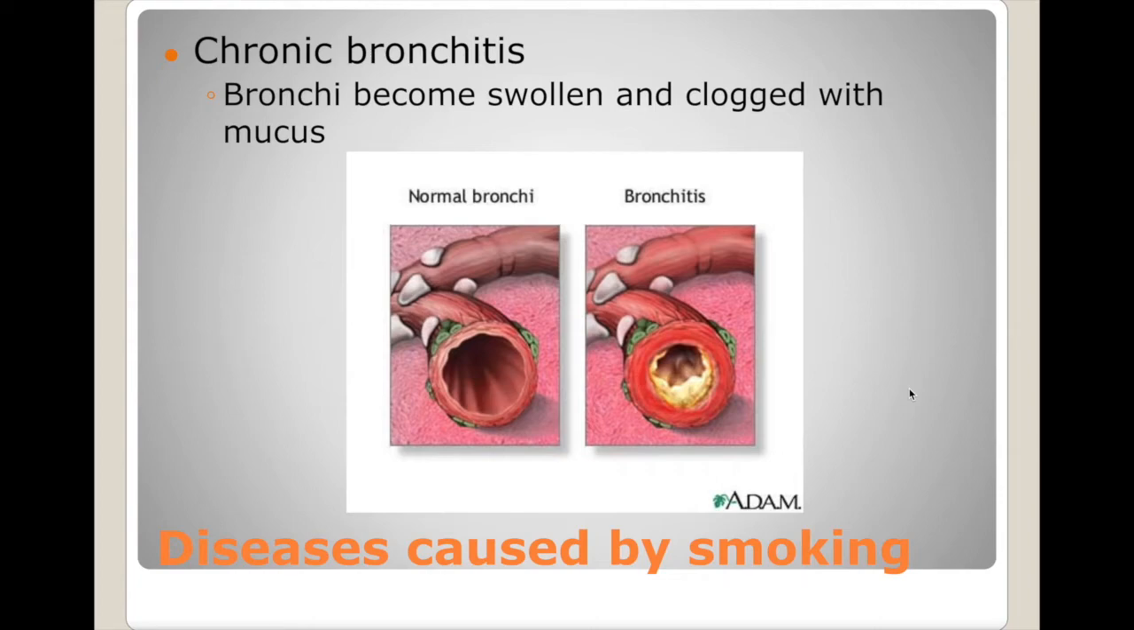You could have chronic bronchitis. This is where the bronchi become swollen and clogged with mucus. So instead of your bronchi being nice and open and having airflow freely into and out of those tubes, your bronchi will be a little bit swollen, so you can see the edges are thicker, and there'll be some mucus inside, which basically makes it more challenging for you to inhale and exhale air, and of course, ultimately harder for you to take in oxygen and get rid of carbon dioxide.